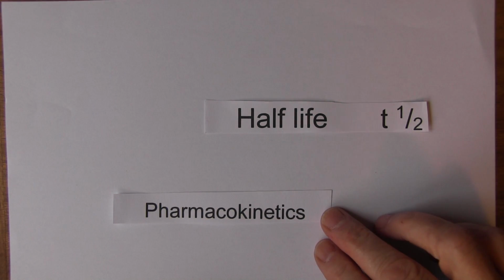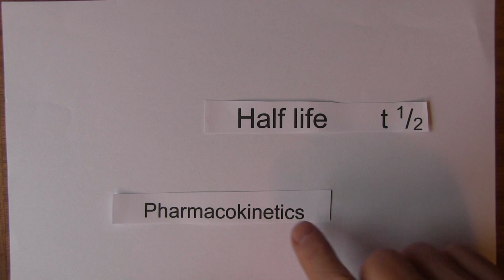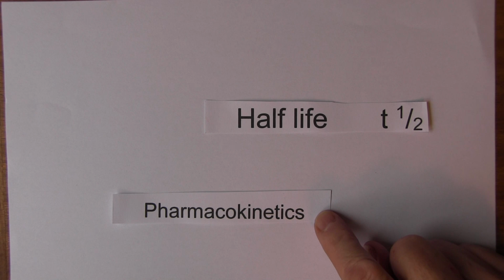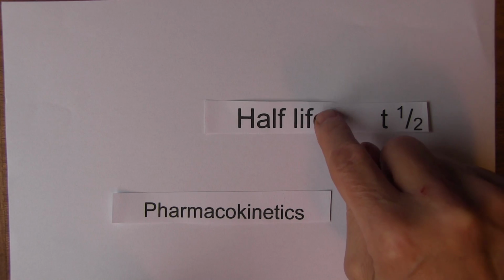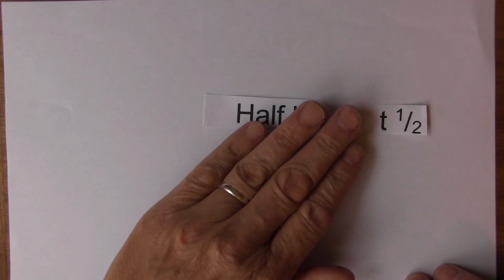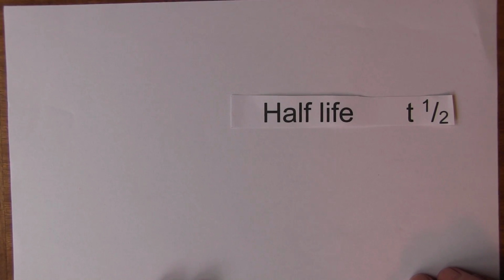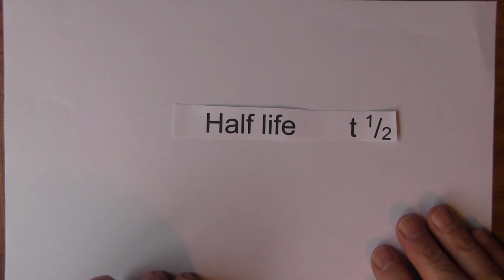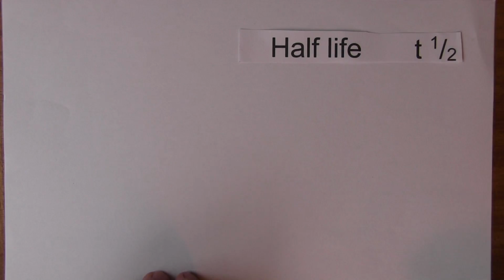So pharmacokinetics looks at things like absorption, how the drug gets into the blood in the first place, the distribution of the drug, how it's metabolized and broken down in order to be eliminated from the body. In other words, the fate of the drug. So it's the absorption, the distribution and the fate of the drug. And when we're talking about half-life, we're talking about an aspect of pharmacokinetics. T1/2 is the symbol that everyone recognises that means half-life.